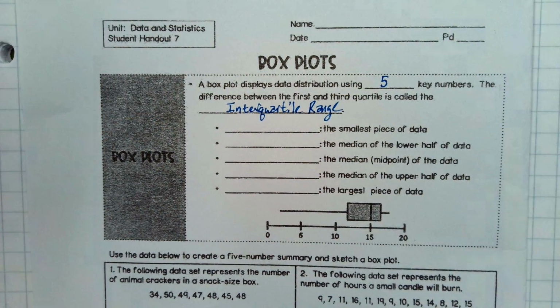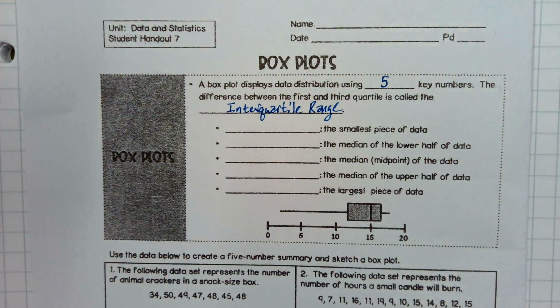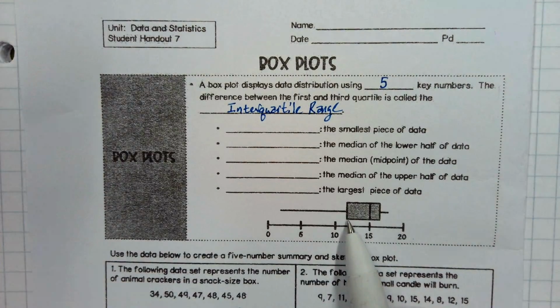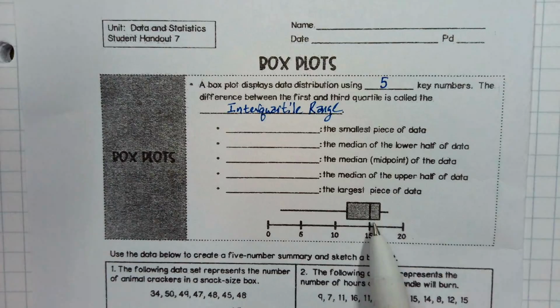Interquartile range. And if you're looking at a box plot, the interquartile range goes from the beginning of the box to the end of the box. Okay? We're going to find those numbers.